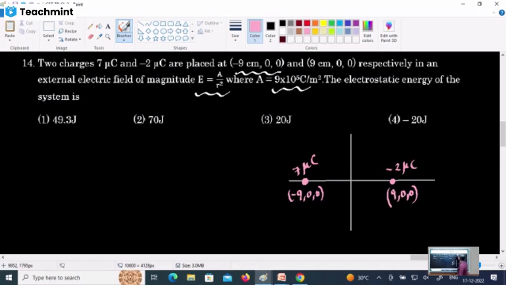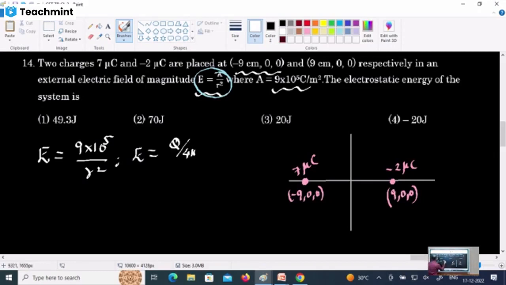So the position is minus 9, 0, 0 in centimeter, and another one you have kept, minus 2 microcoulomb, at plus 9, 0, 0. Now there exists an electric field which varies radially, and the electric field value is given by 9 into 10 to the power of 5 divided by r square. You know, this looks like the electric field due to a point charge. Electric field due to a point charge is q divided by 4 pi epsilon naught divided by r square.